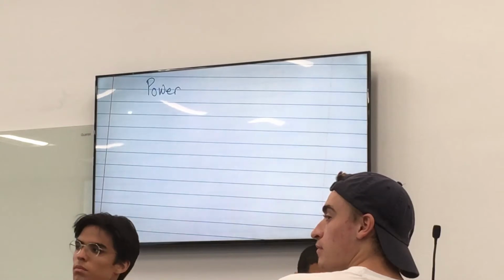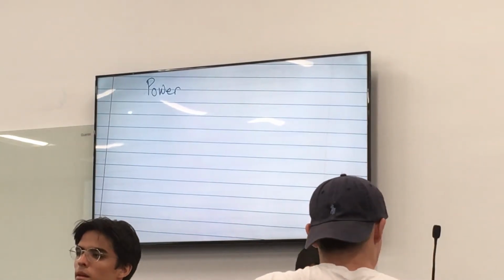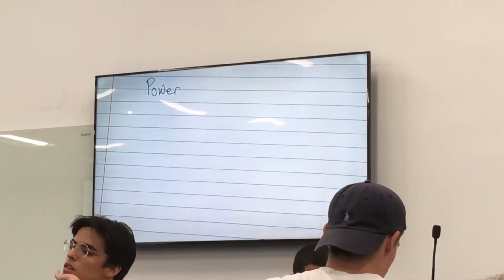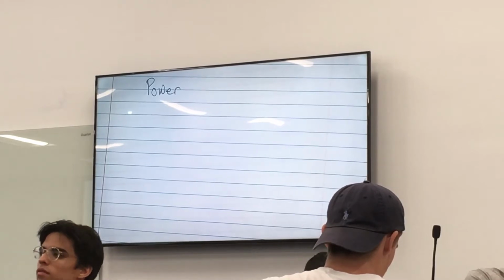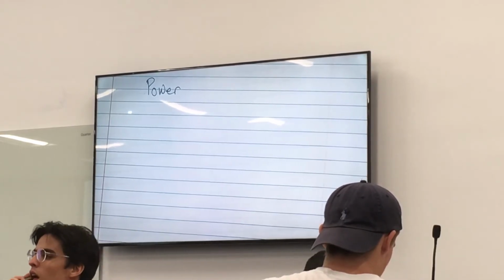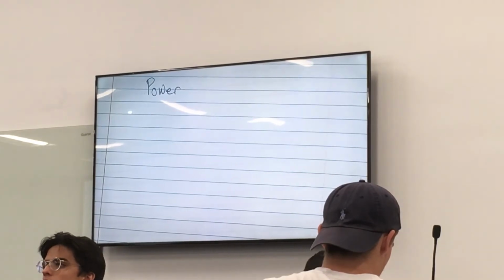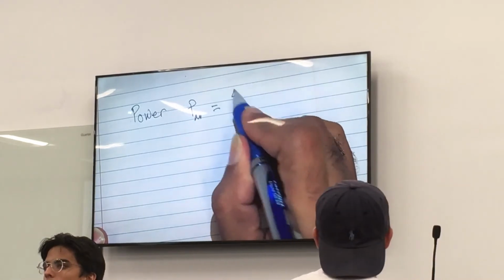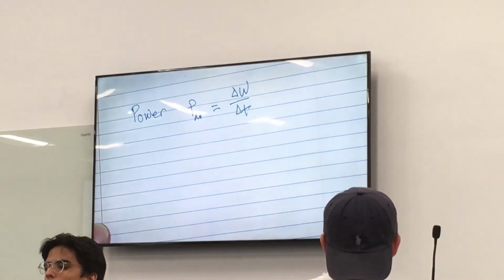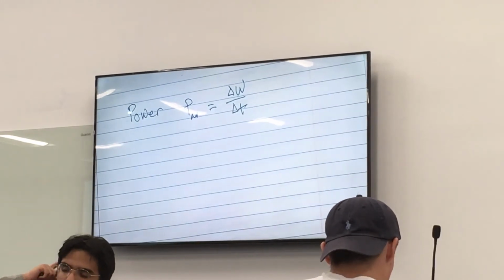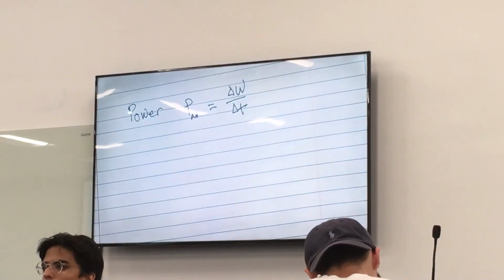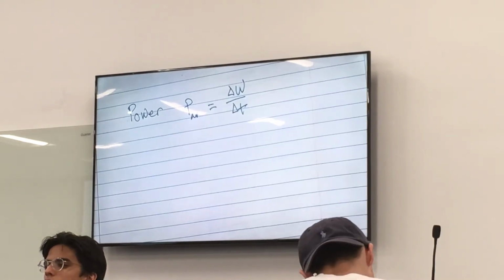In everyday life, power is different, right? You have political power or administrative power or something like that, right? But that's not what it is in physics. Power, P average, is defined as how fast you can do the work. It's delta W divided by delta T. So how much work you can do in a certain amount of time. If you can do the same amount of work twice as fast, then you have double the power, right? So that's how it is defined.